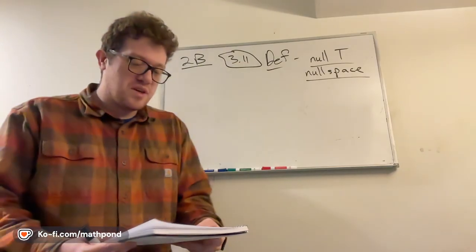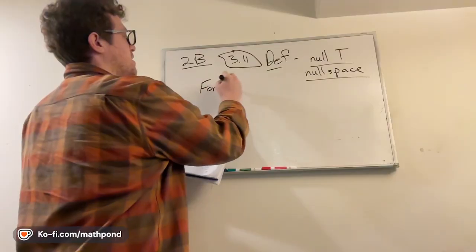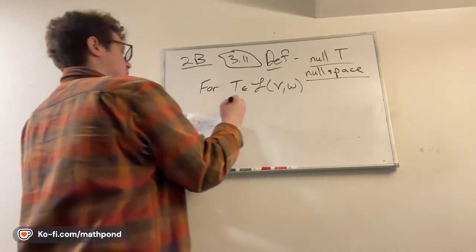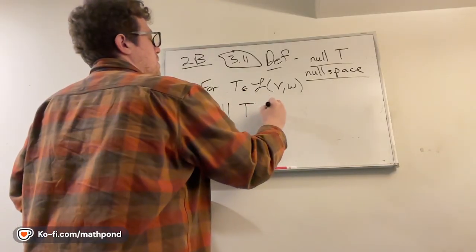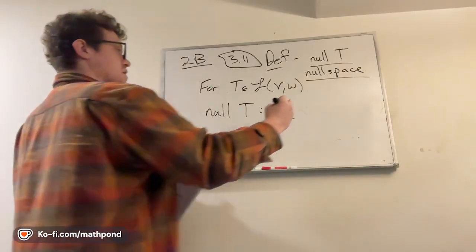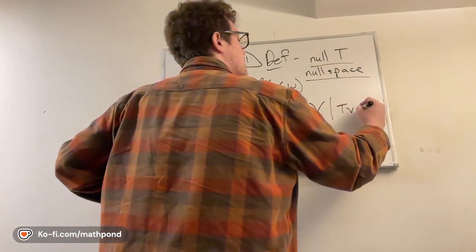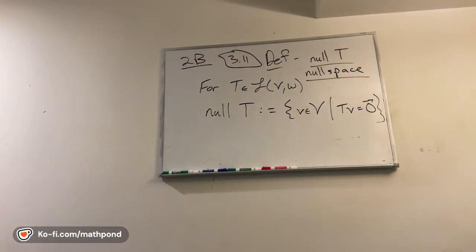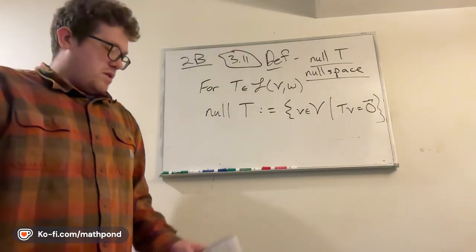So what is the null space? This is everything that maps to zero, basically. So for a linear transformation T from V to W, null T is the set of all vectors v in V such that T of v is 0.